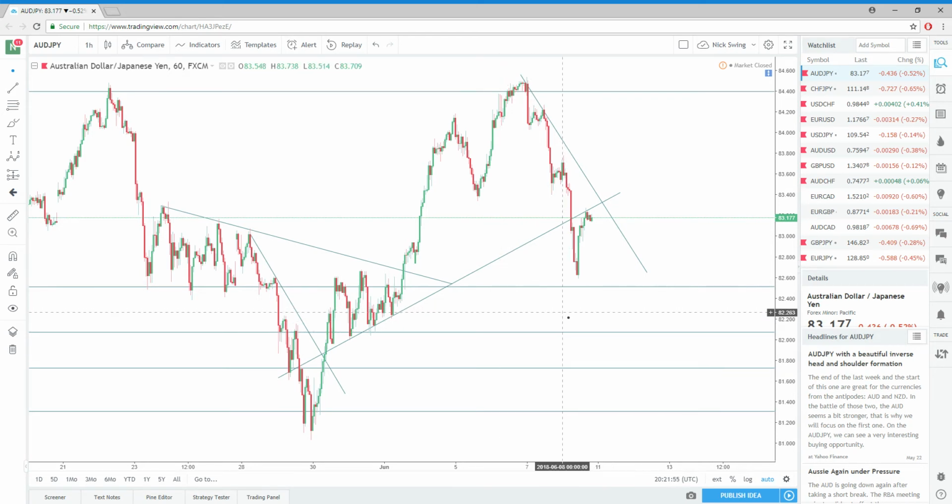Okay. So the first question I have is from Jim, and Jim says, I would like to ask if you could give some insight as to how to identify what the highs and lows of the day are. So right now I'm looking at an Australian dollar Japanese yen chart, and let's just say this is a trading day. This is a 60-minute chart, so each candle is an hour. Let's say this is the high of the day and this is the low of the day. Now, how do you know this is going to be the high or low of the day? I don't know, and I don't really look at that.